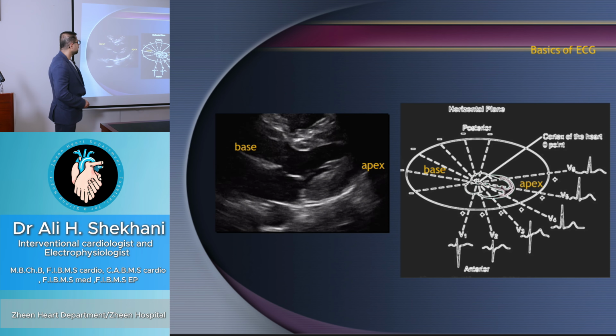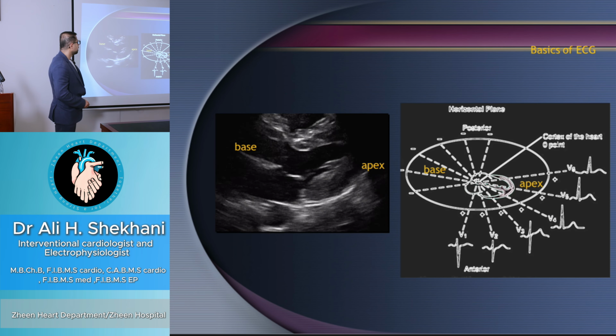The normal axis of the heart is usually between -30 and +90. The simplest way to identify the axis of the heart is to look at lead 1 and aVF. If both of them are positive, it usually means there is a normal axis. As in this example, lead 1 and aVF are positive.